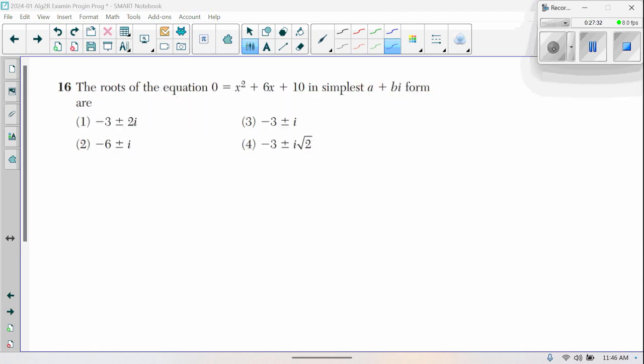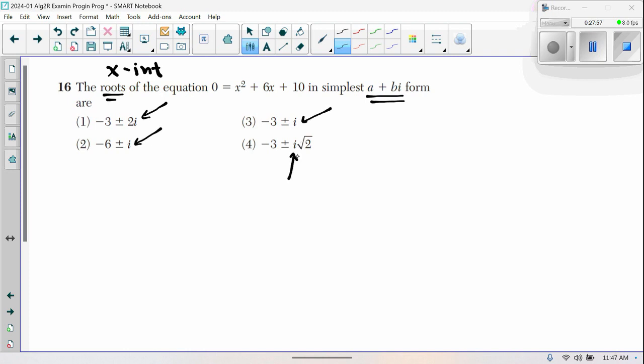All right, let's get done, kids. The roots of the equation 0 equals x squared plus 6x plus 10, in simplest a plus bi form is, don't sit here and say, well, roots are x-intercepts, right? So I can graph it. You see how there's an i here, kids? That means it is not going to touch the x-axis at all. They are imaginary, which means I absolutely need to use the quadratic formula.